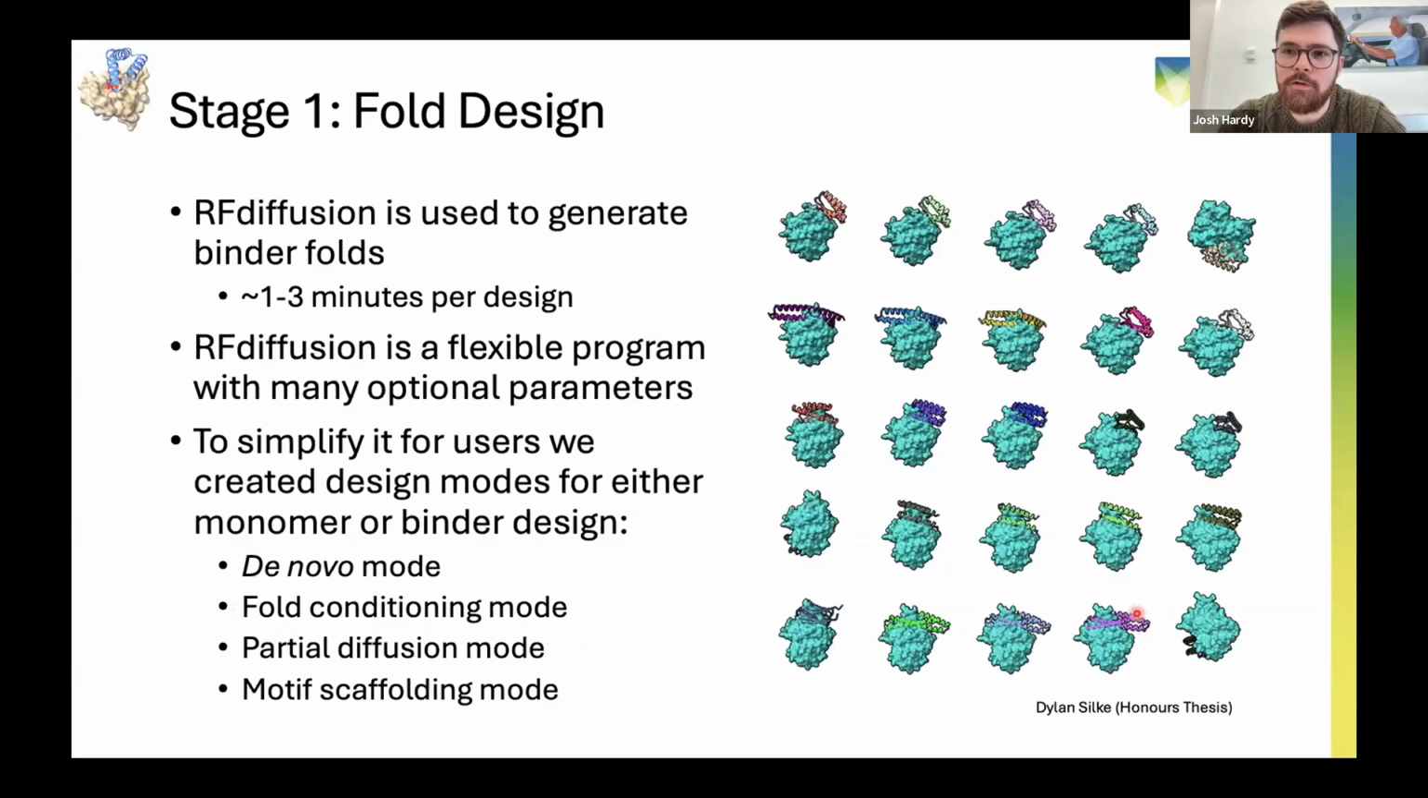But what we found when we were using it was that it's a great program. It's very flexible, but it's almost overwhelming in its complexity. So we just decided to simplify it and streamline into 4 different ways of using RFdiffusion. So these are kind of different types of designs. So we've got de novo mode, fold conditioning mode, partial diffusion, and motif scaffolding. And I know those terms may not be familiar to all of you, but I'll explain them now, and hopefully in a way that makes sense for maybe some of your projects.